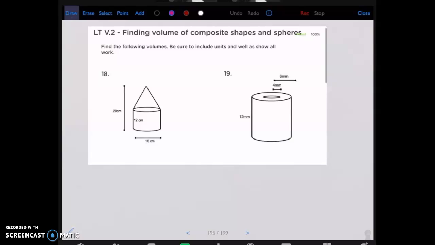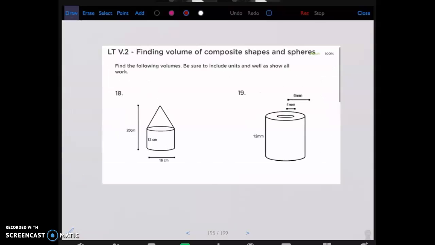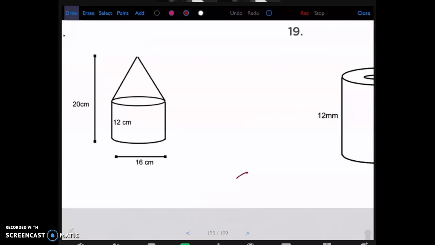All right, here we go. Home stretch. So we know from before that this radius is going to be 8. And we know that the true height of the cone is 20 minus 12. So let's find the volume of the cone.